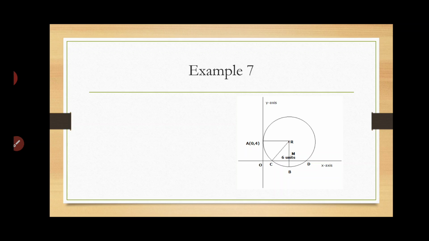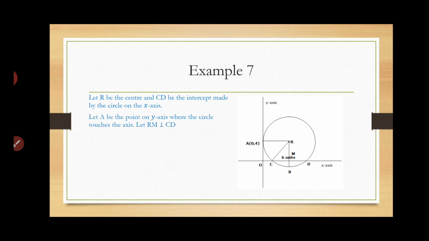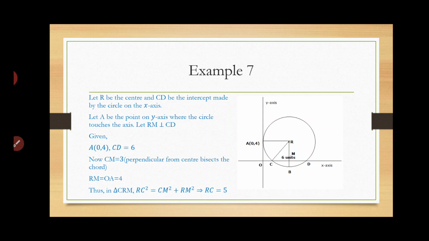Now remember this, CM is 3 units, RM, which is the same as OA, is 4 units, right? So let me just take you through the steps. So RM is 4 units. Now you can see CRM is forming a right angle triangle, so from there I can find the value of CR or RC, which is basically 5.